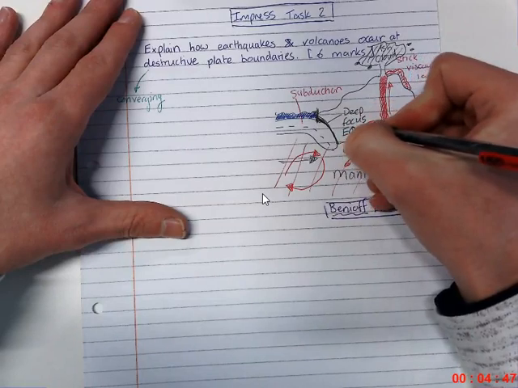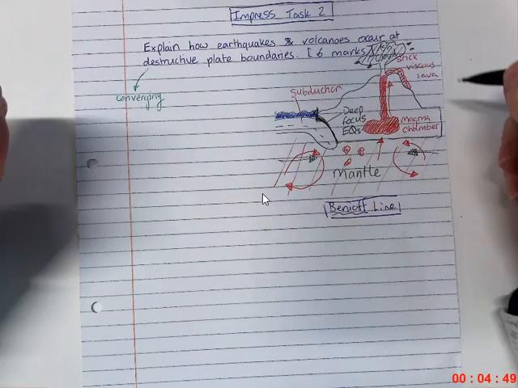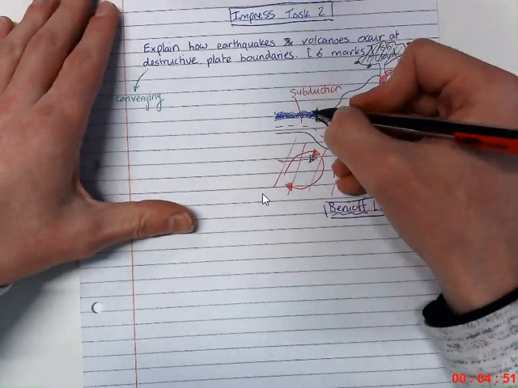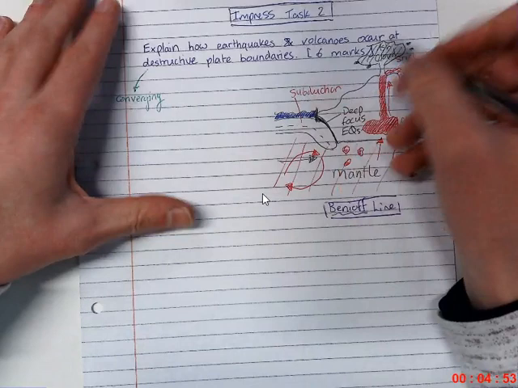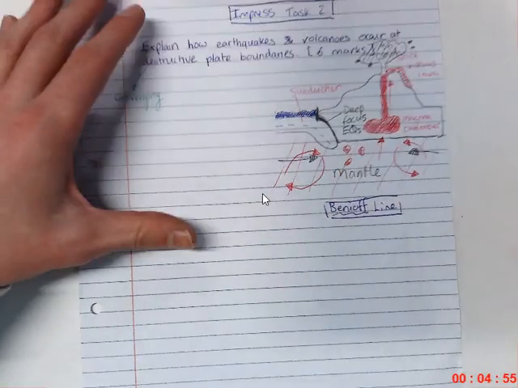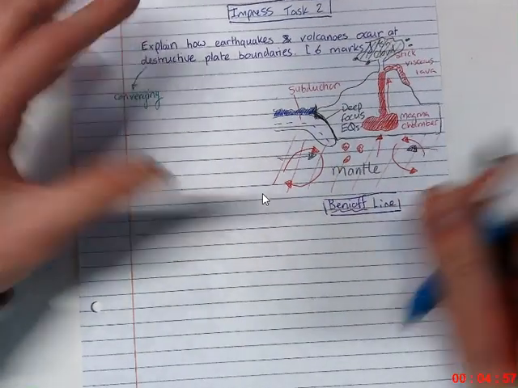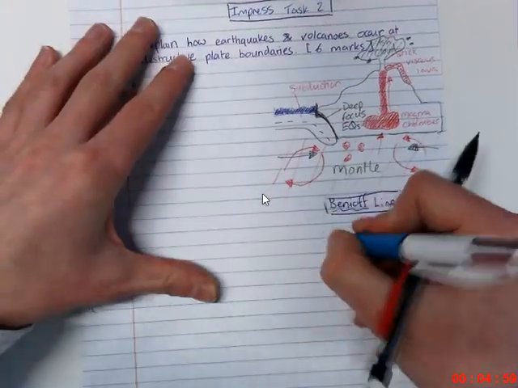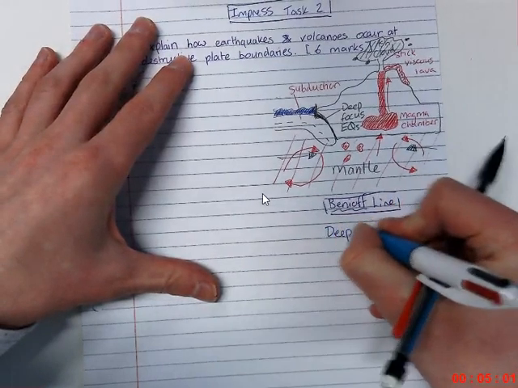Let's put EQs for earthquakes there. Some other things that we're going to find is that we've got a very, very deep area here where the two plates meet, and that's called a deep ocean trench. Put that here. So a deep ocean trench.